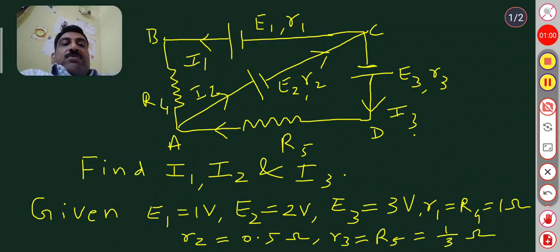So let us redraw this, and here you're also given the values of these EMFs. The EMF of battery E1 is 1 volt, E2 is 2 volt, E3 is 3 volt. The internal resistance of E1, R1, and also R4 is equal to 1 ohm. The value of R2 is given as 0.5 ohm, and R3, internal resistance of E3, and R5, both are 1/3 ohm.